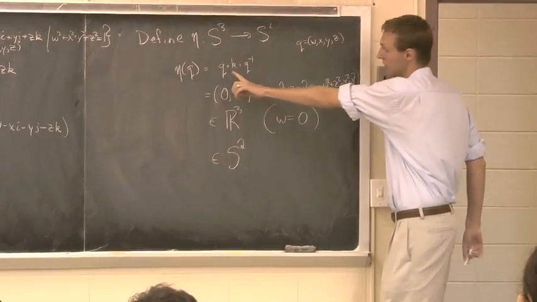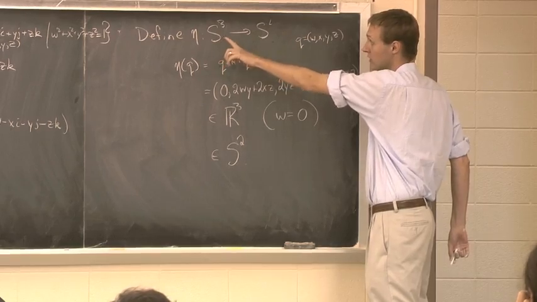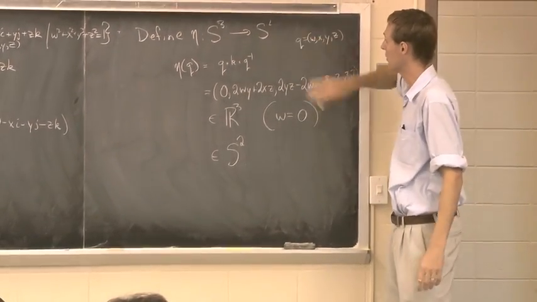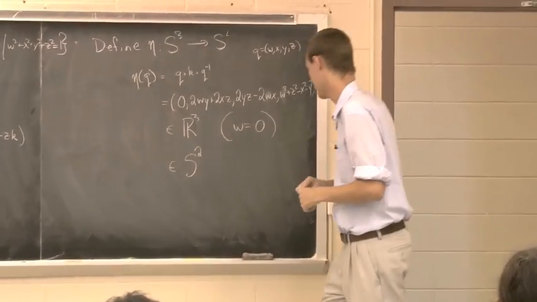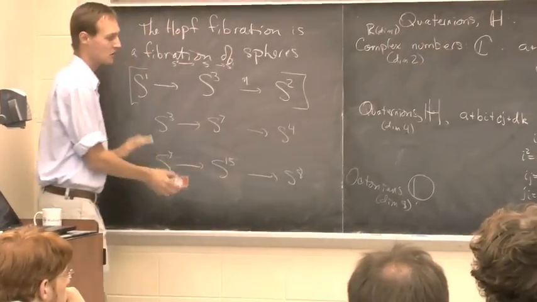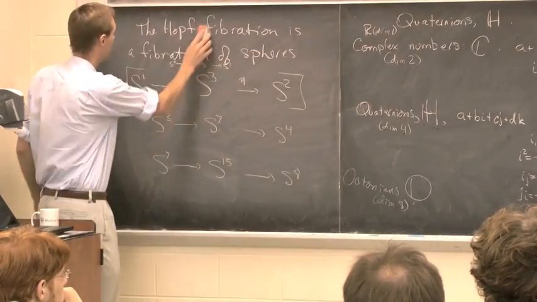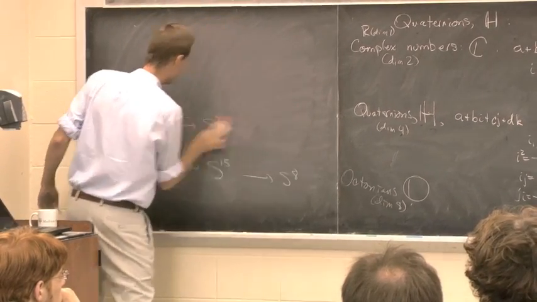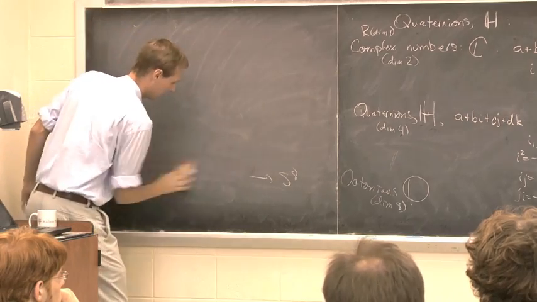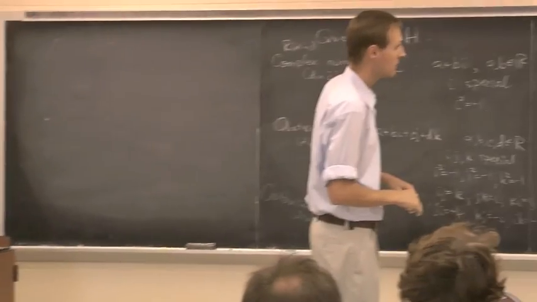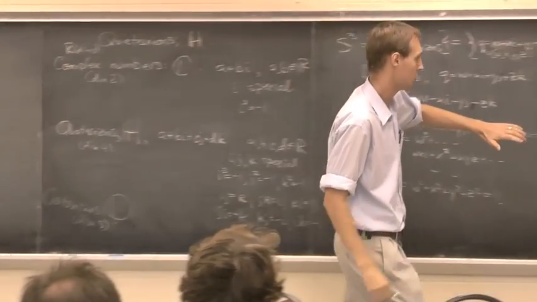So in fact, this definition gives a map from the unit quaternions to the unit elements in R3, which is the 2-sphere. And I'll just say that the other examples of these fibrations arise in this. So I think that ends the arithmetic portion of the talk.